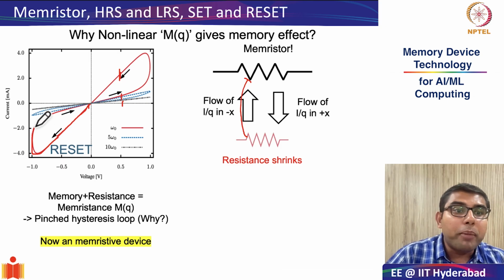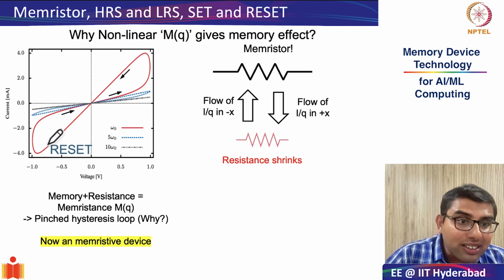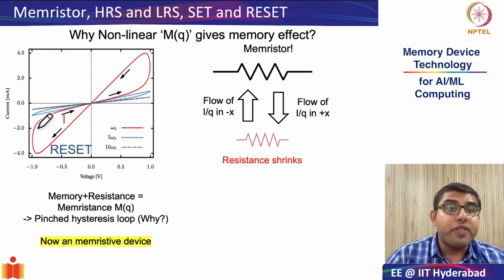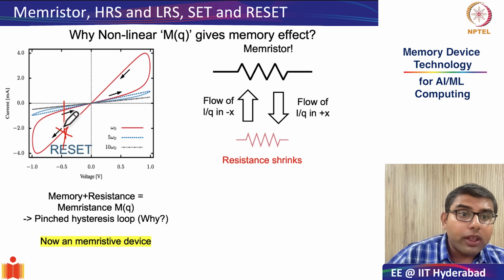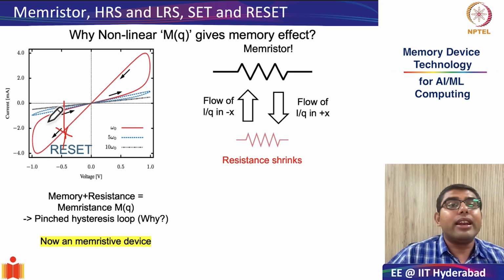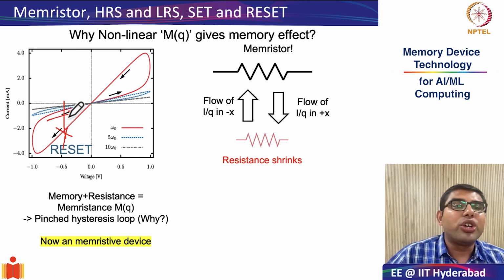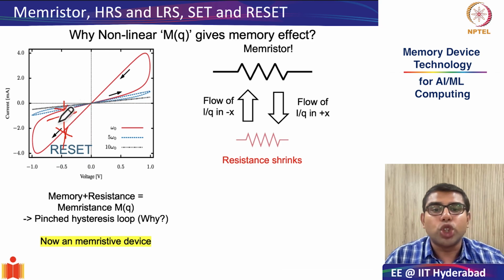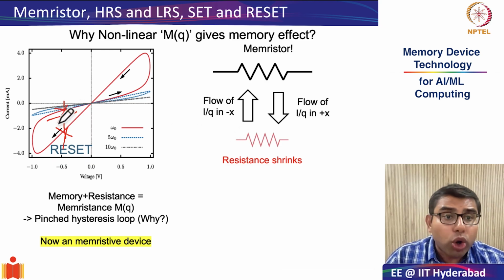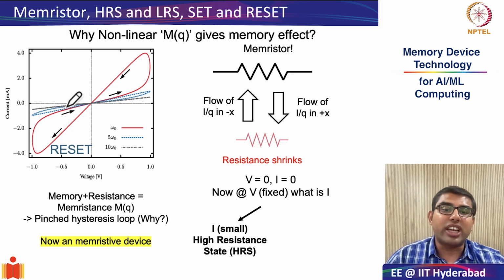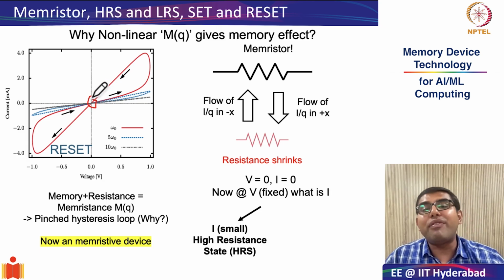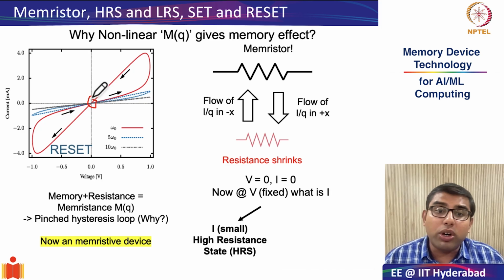How do you know that? Because the current is dropping. And therefore, for the same voltage, in the reverse sweep you had larger current. Now, in this forward sweep, you are having lower current. So the resistance has gone from a low resistance state to a high resistance state. And exactly at V equal to 0, you cannot have any current because it's a passive element. So at V equal to 0, I is also equal to 0.